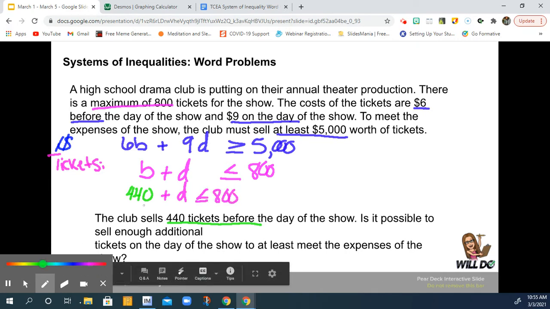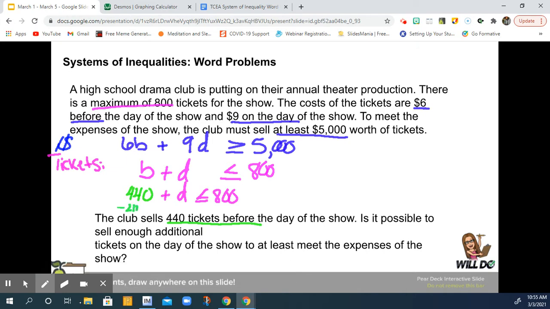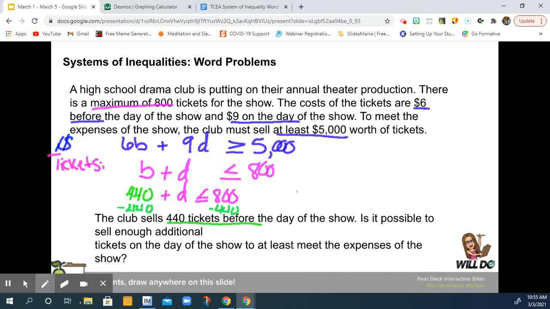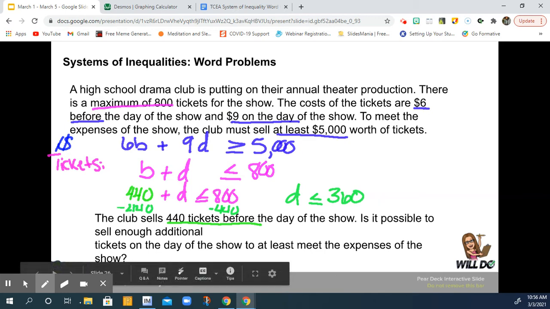Okay, so if I do this particular math and subtract 440 on each side, I think I got 360. So the sales of the day have to be less than, well, we would want them to be sold out, right? 360. They cannot sell more than 360. And I got that by, hopefully I did the mental math right. Let me double check before we move on. 800 minus 440. Okay, so that is 360.